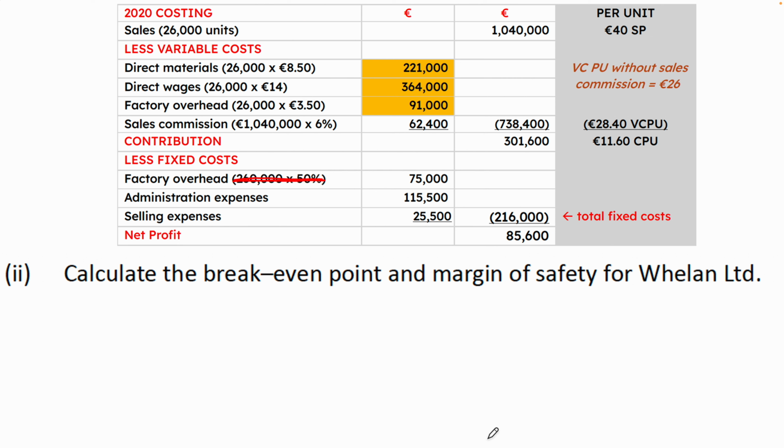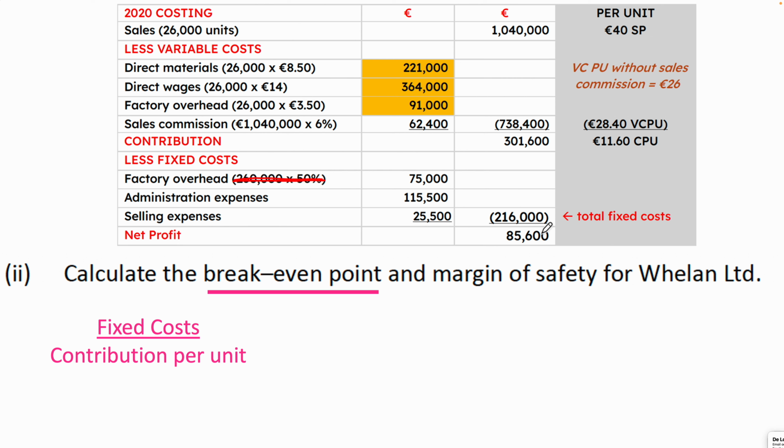So first part of the question, calculate the break-even point and margin of safety for Whelan Limited. So break-even point, what is the point? How many units do they have to sell before they start making a profit, or how many units do they have to sell in order to cover all their costs? So the break-even point formula is fixed costs divided by contribution per unit.